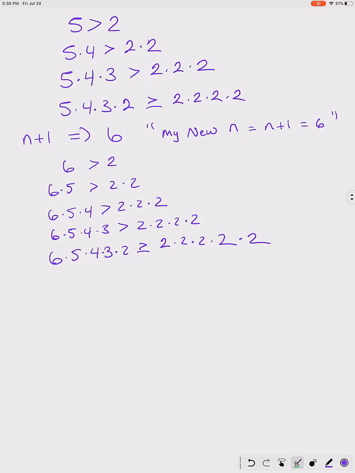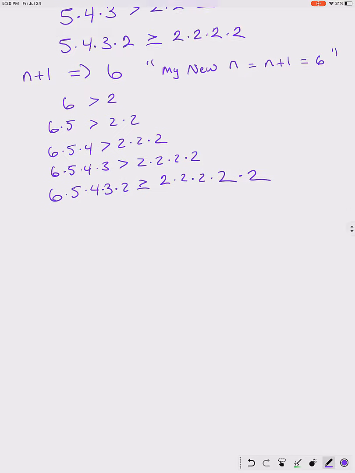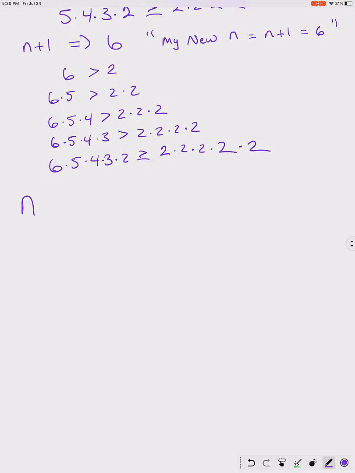So now if I do that whole thing for n, what do I get? If I write it out algebraically, n factorial, is that bigger than or equal to 2 raised to the n? And I'm going to put a big question mark because I don't know yet, right?